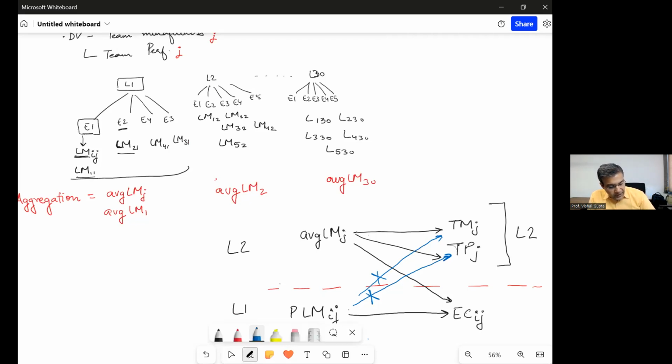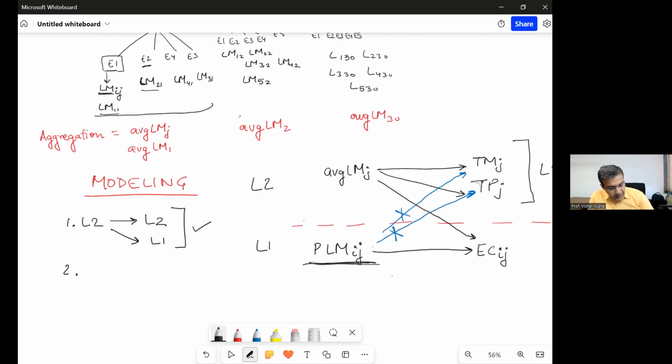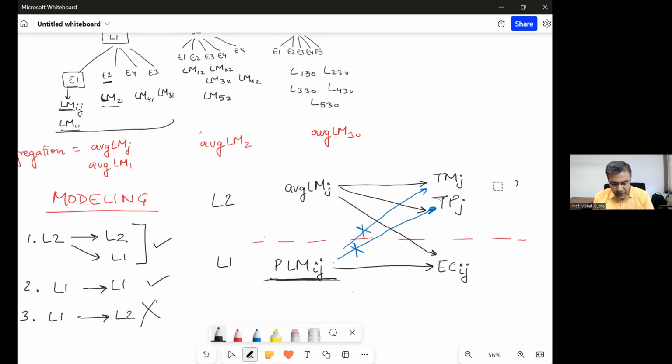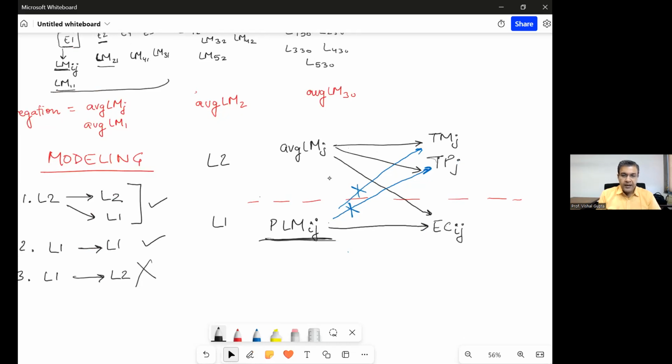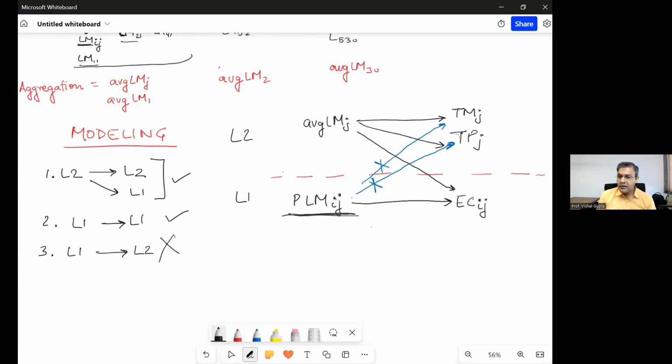So in our modeling, let me write it here on the board, we always model L2 impacting L2 and L2 impacting L1. This is accepted. But L1 impacting L1 is also accepted. But to say that L1 will impact an L2 variable is something that we don't model. This is something that we don't argue or hypothesize when we are doing these kinds of models. We say that higher level variables will impact lower level variables.